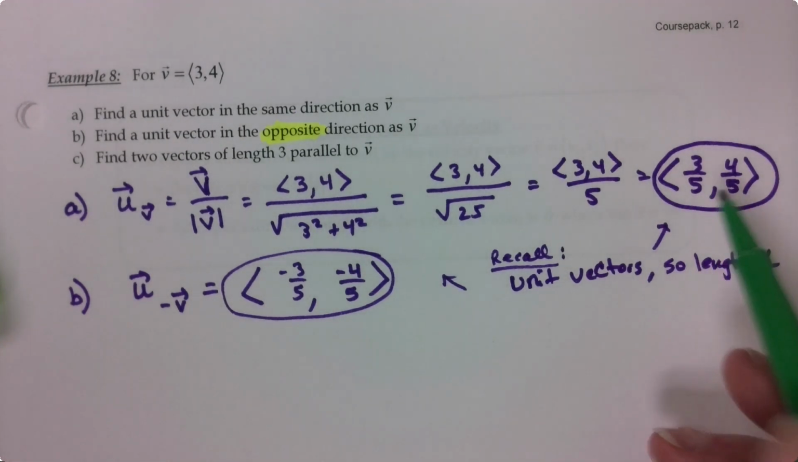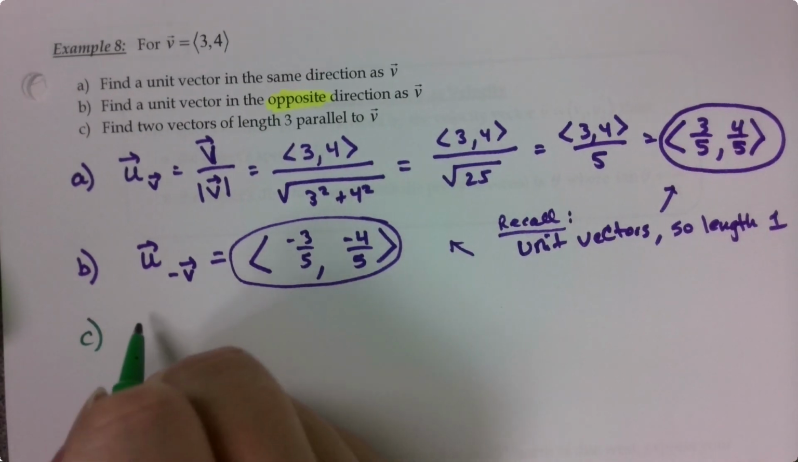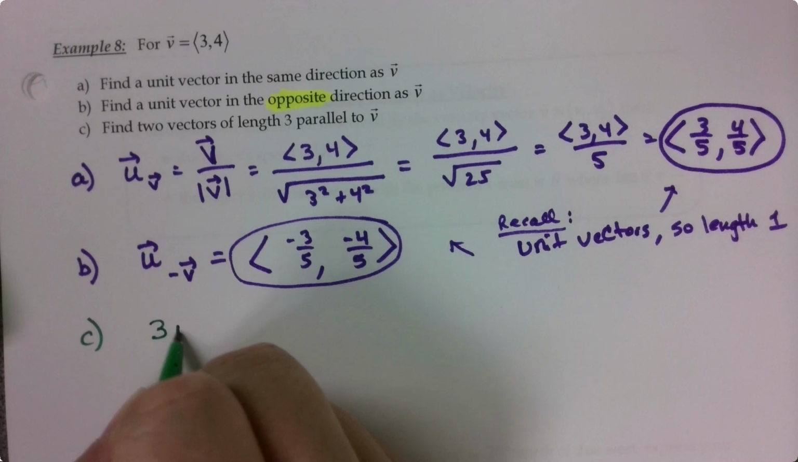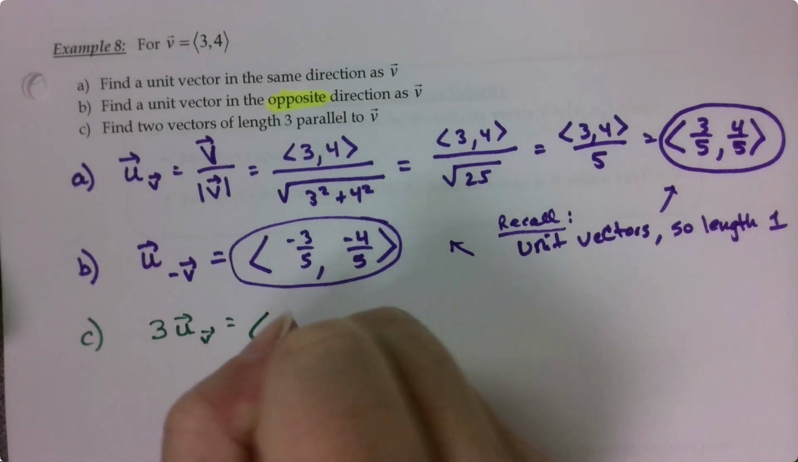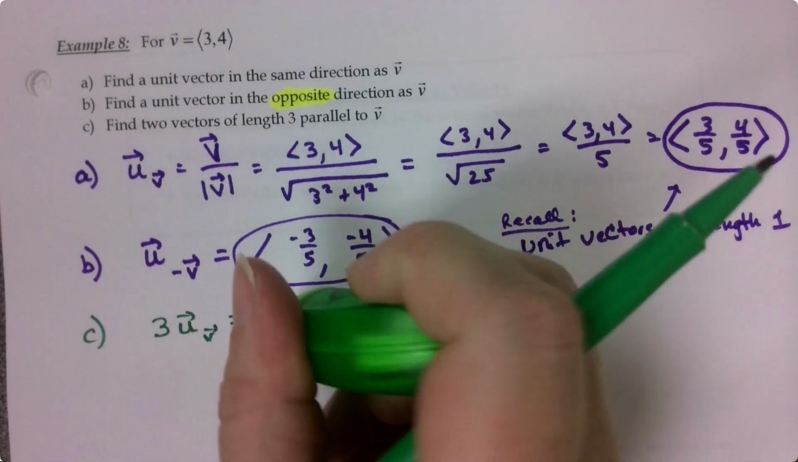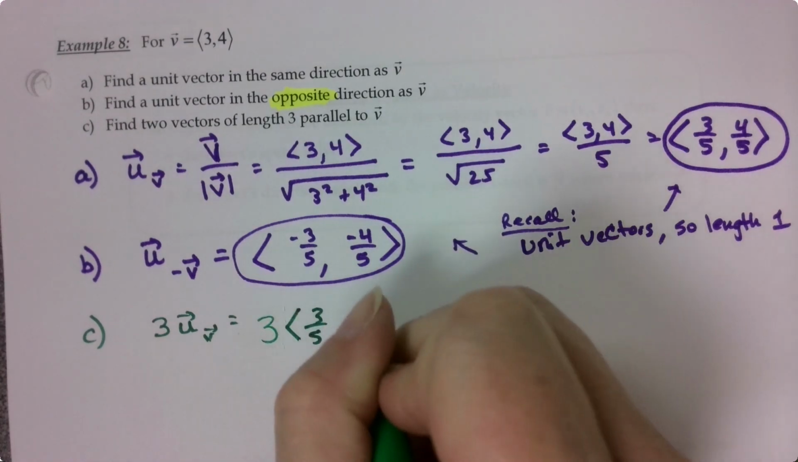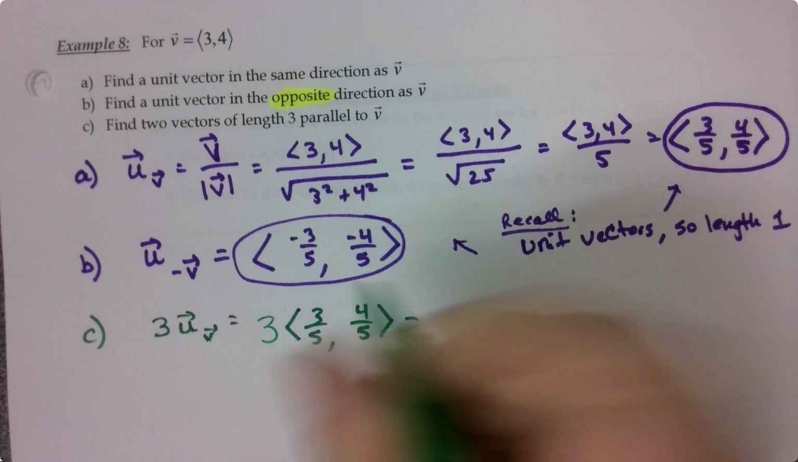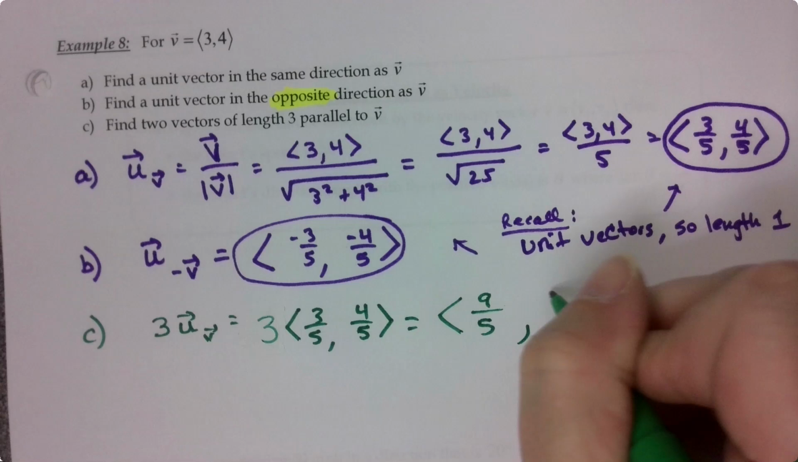and I've got it. So for part C, one vector that would be length 3 would be 3 times the unit vector in the direction of v. That would be 3 times (3/5, 4/5). Right, that's a scalar. So we just multiply, and it becomes (9/5, 12/5), because 3 times 3 is 9.